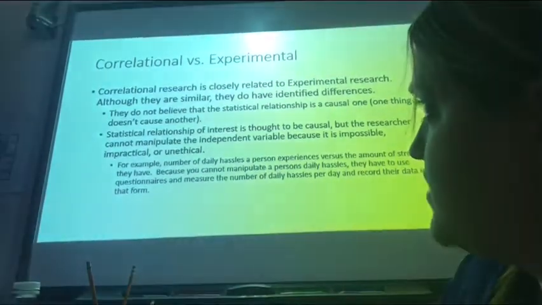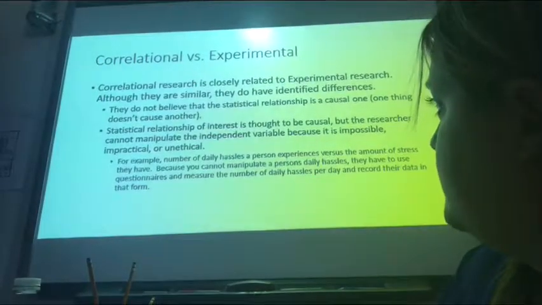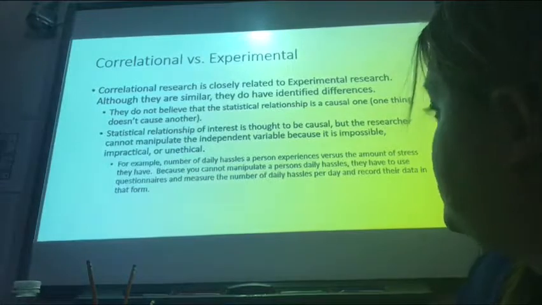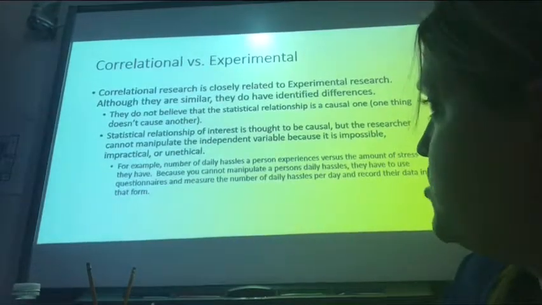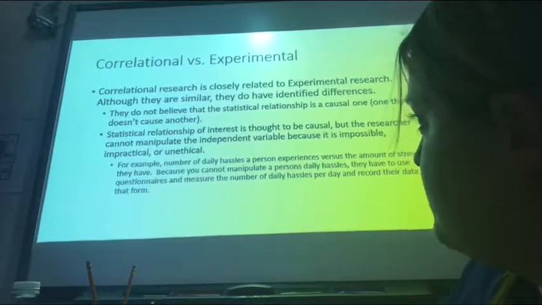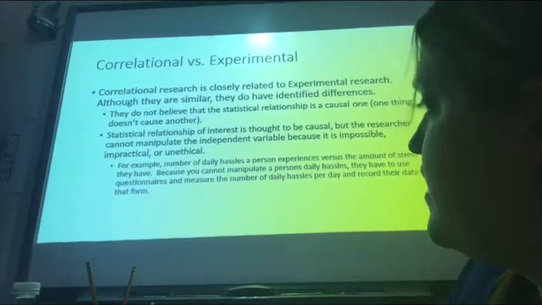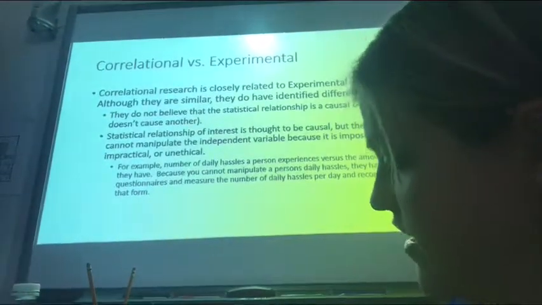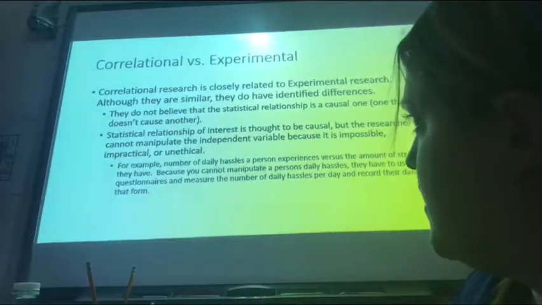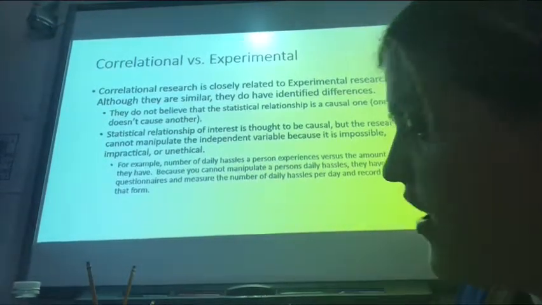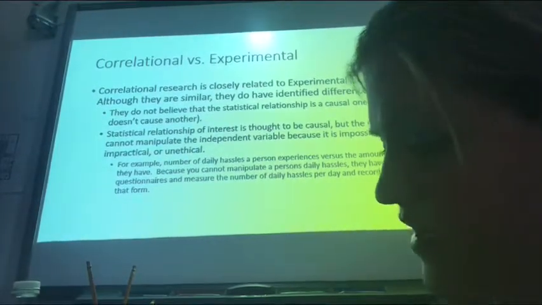So correlational research is not able to show that. The statistical relationship of interest is thought to be causal, but the researcher cannot manipulate the independent variable because it is impossible, impractical, or unethical. So people use correlational instead of experimental because in experimental research you can actually manipulate the variable, whereas in correlational research you cannot manipulate it.